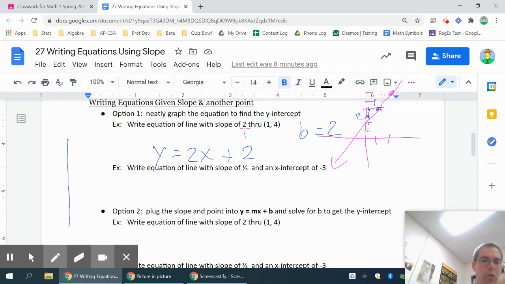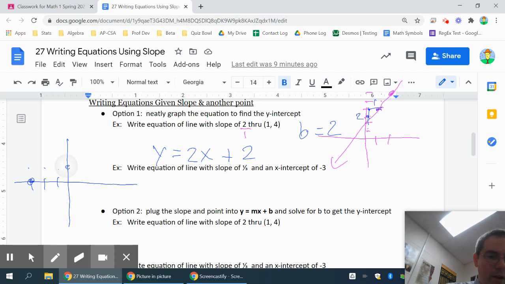The graph method works best if you're a visual person and it just helps you to see the graph. Sometimes I'll sketch a graph even if I'm using one of the other methods. So an x-intercept of -3 means it touches the x-axis at -3, and my slope of 1/3 means I'm going up 1 and over 1, 2, 3. So there's my other point. This one is clearly a y-intercept of 1 because as I counted my slope, I landed right on it.